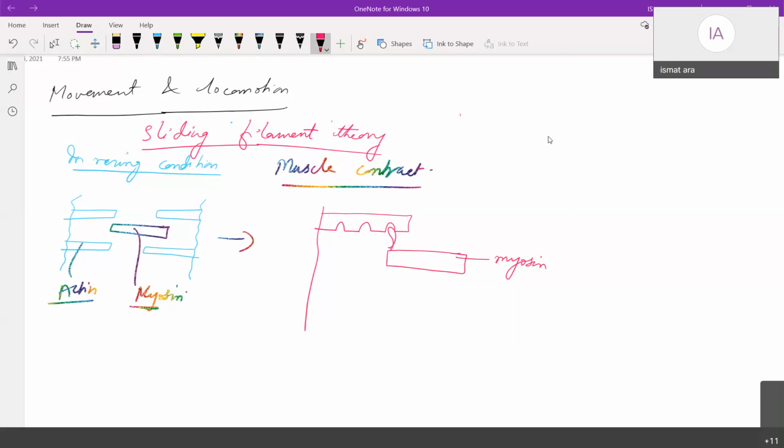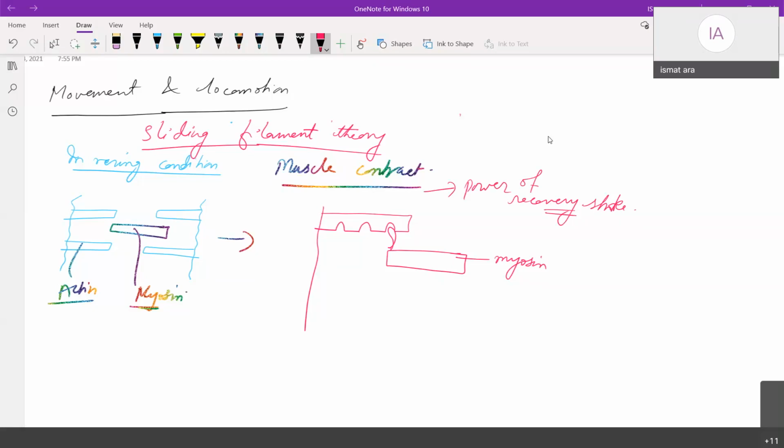Now what will happen? When this myosin gets bound with this active site, the cell will give a power or recovery stroke. Remember this word? Recovery stroke. I've shown you with my hands in class 11. This actin site will be occupied with this myosin head. This is the first step. It will give a power stroke.